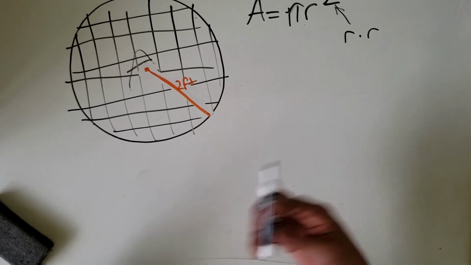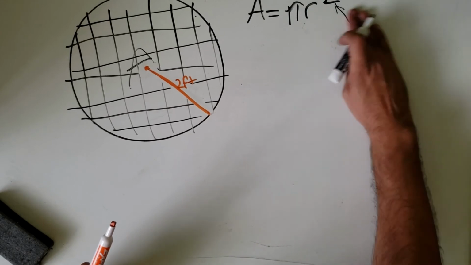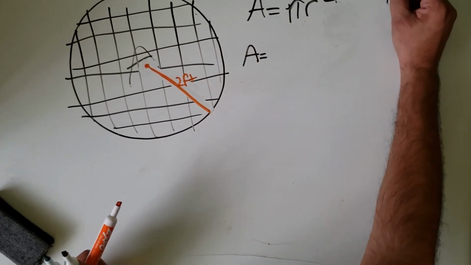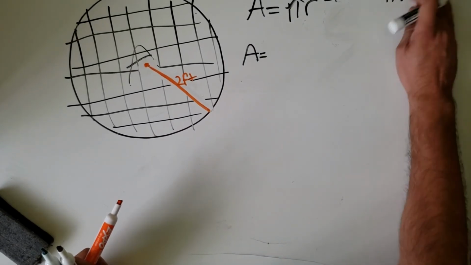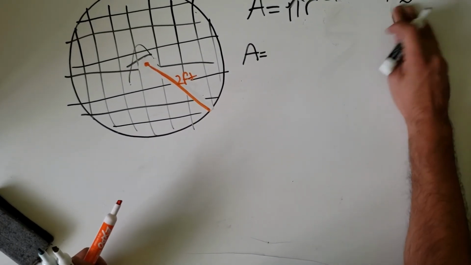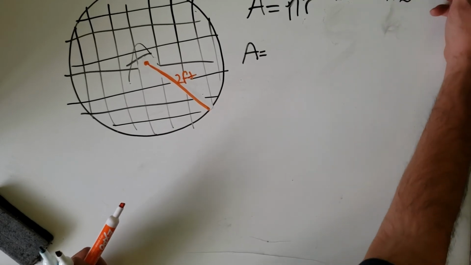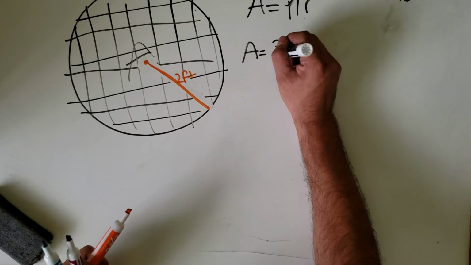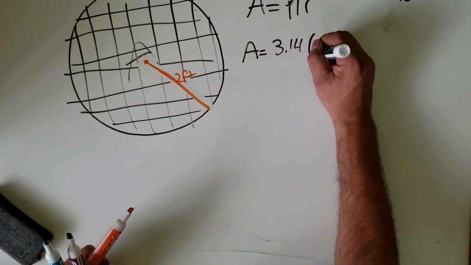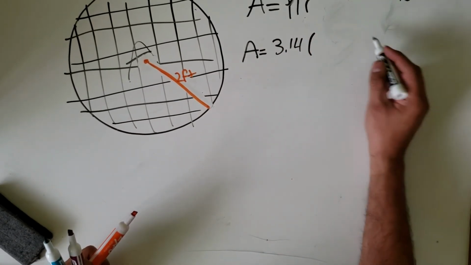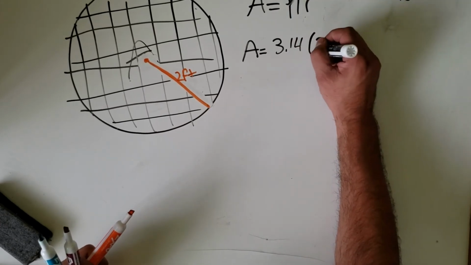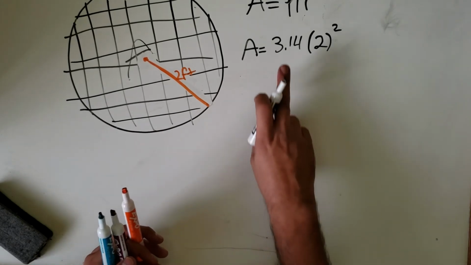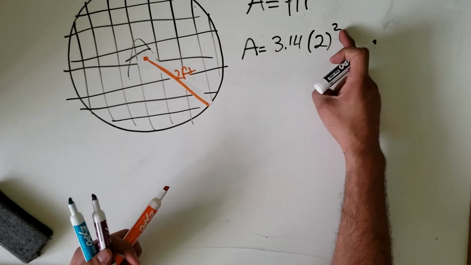All right, so let's continue with our formula. Let me get this out of the way. So I'm just going to put A equals, and we're going to use the same pi. Pi is equivalent, not equal, equivalent. The little squiggly equal sign means it's equivalent to 3.14. So I'm going to put 3.14 here, parentheses, because it's multiplication, and I'm going to put my radius in here, and I'm going to square it. Okay? So now I have 3.14 times 2 squared.